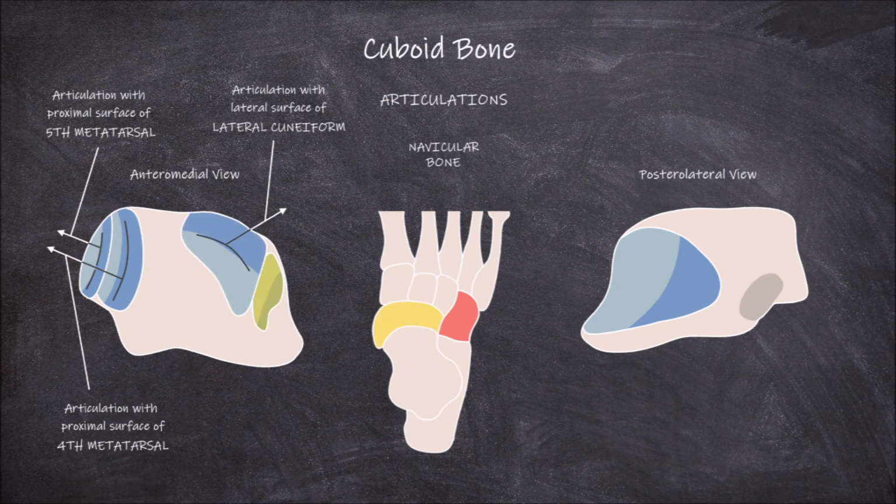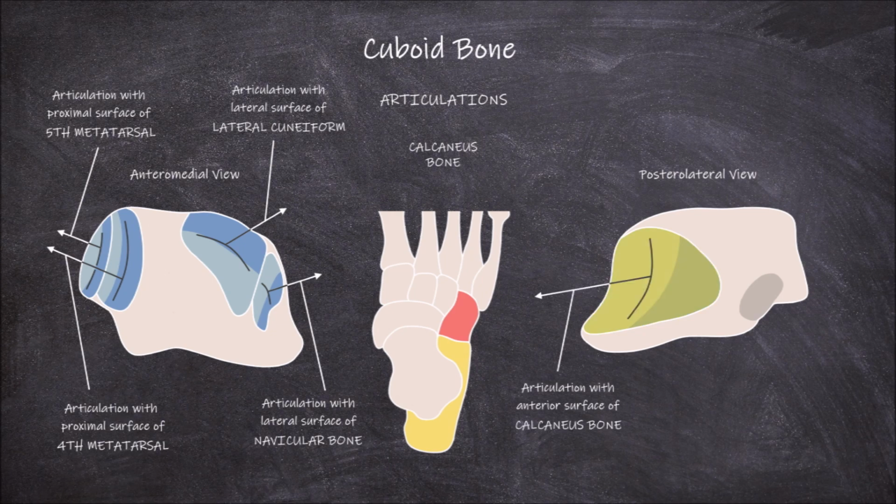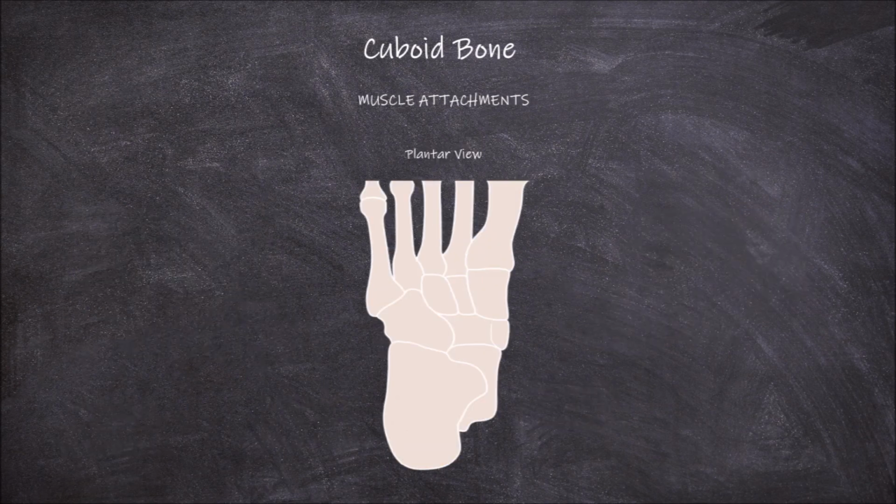The fourth articulation is with the navicular bone. The smaller facet on the medial surface of the cuboid bone articulates with the facet on the lateral surface of the navicular bone. The fifth and final articulation is with the calcaneus bone. The large facet on the posterior surface of the cuboid bone articulates with the facet on the anterior surface of the calcaneus bone. What about the muscles that attach to this bone?